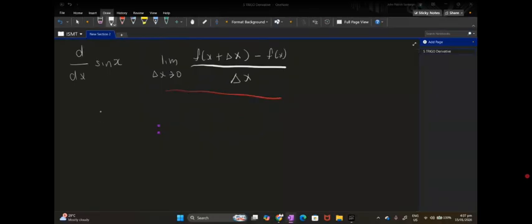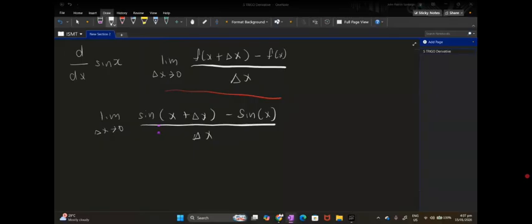Ayan. So, let's add on the limit of sine of x plus delta x minus sine of x all over delta x as delta x approaches to 0.